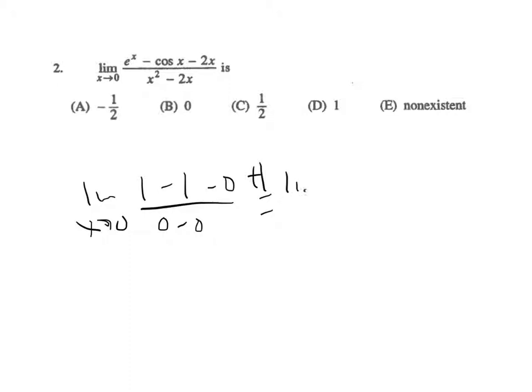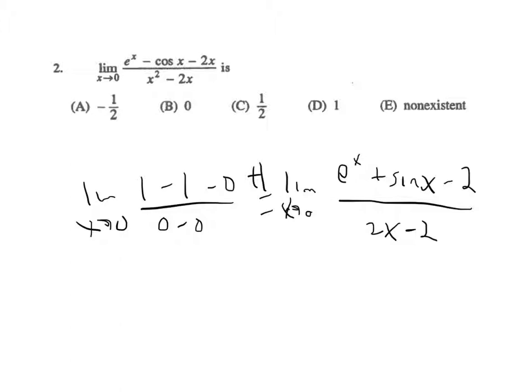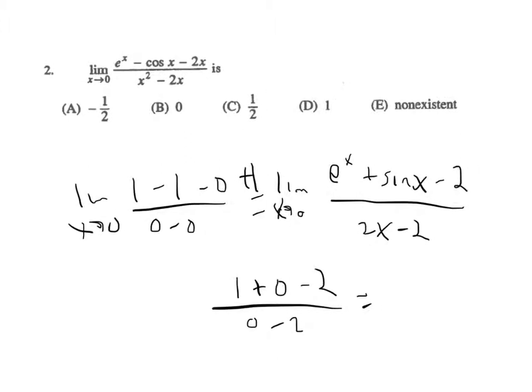And if we apply L'Hopital's, the limit as x goes to 0, we get x e to the x plus the sine of x minus 2 over 2x minus 2. And now we plug in 0 here, and if we do so, we get 1 plus 0 minus 2 over 0 minus 2. So we have negative 1 over negative 2, which is 1/2, which is C.